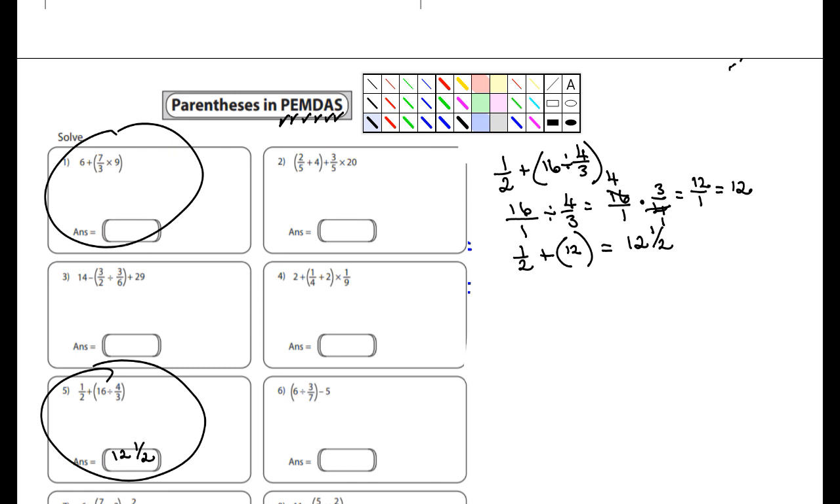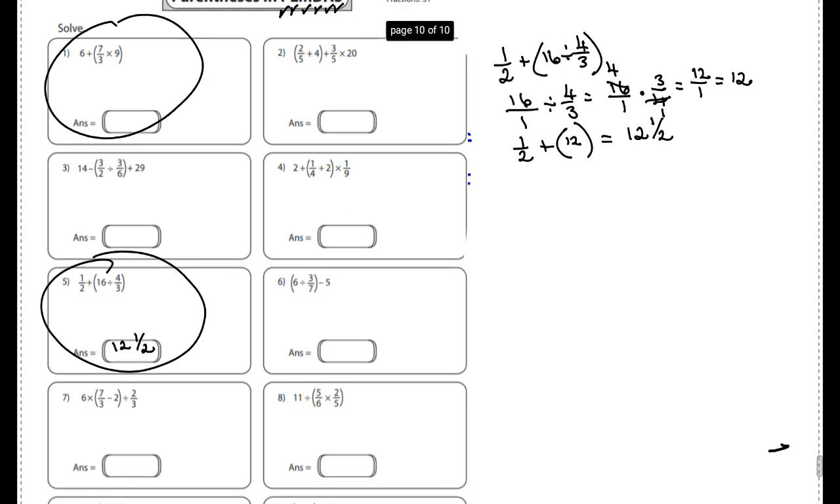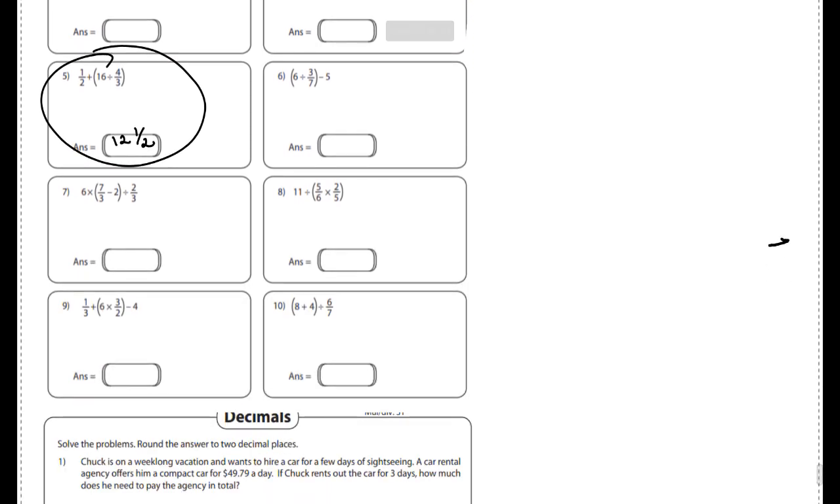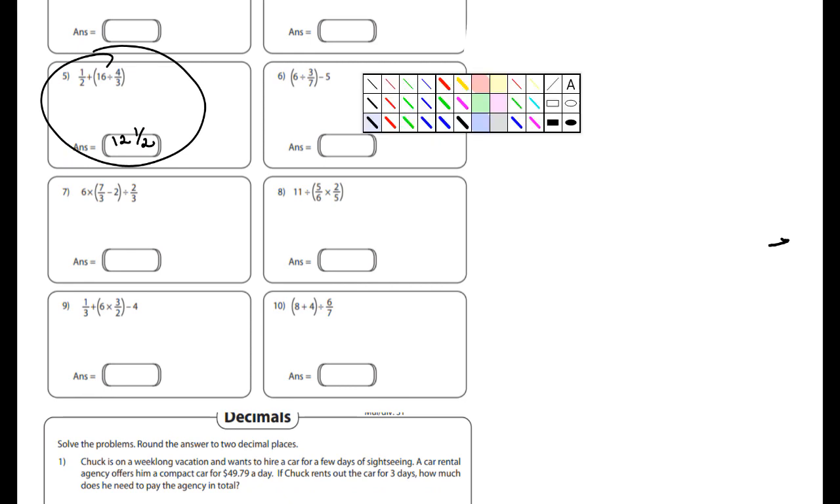That was too easy. I've got to pick a harder one for you guys. How about number 9? Let's look at number 9 together here. Okay. So we've got 1/3 plus, and then in parentheses, 6 times 3/2, and then close the parentheses, minus 4.